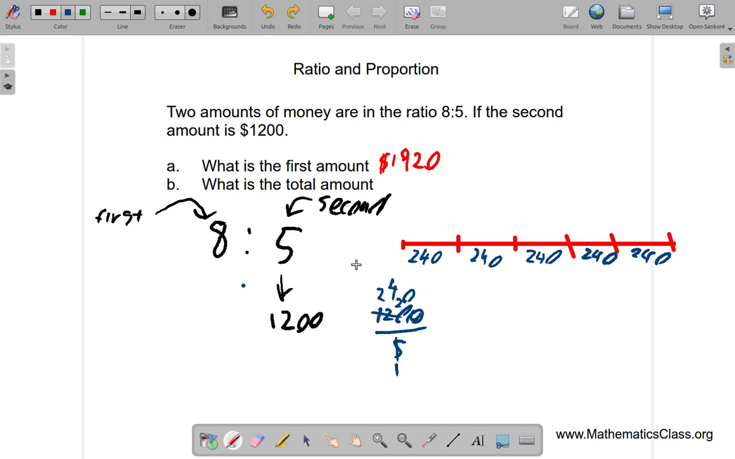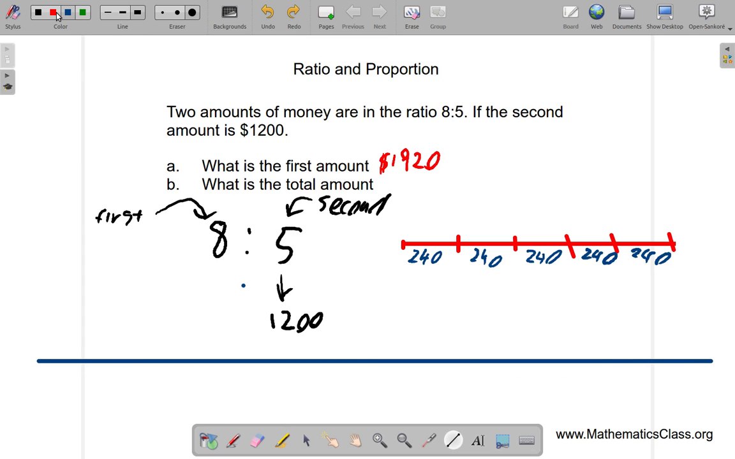Now the thing is, you want to know what is the size of the first part. Now let's redo this thing. Down here we need more space. So far you know that the size of each part is 240.